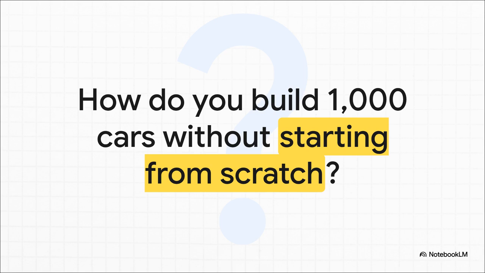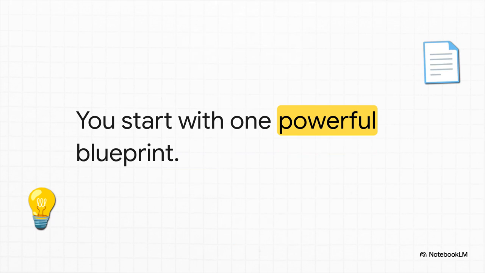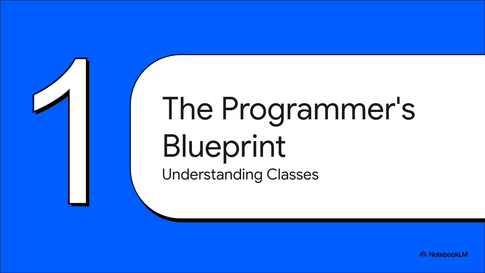So what's the trick? You start with a single master blueprint, and that is the big idea right there. This one document defines everything a car is and everything a car can do. It is the master plan, and it's the secret to understanding how pretty much all modern programming works. Now, in the coding world, these blueprints have a special name. We call them classes. A class is just a template, a plan, a set of instructions for creating something. It's super important to remember it's not the thing itself, it's the design for the thing.